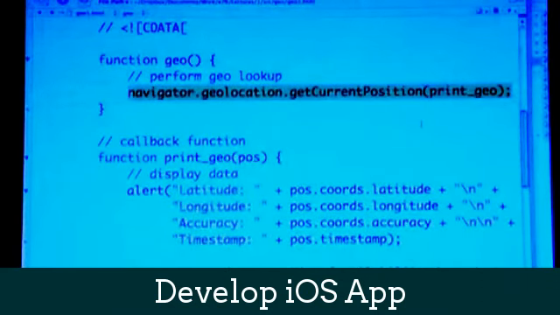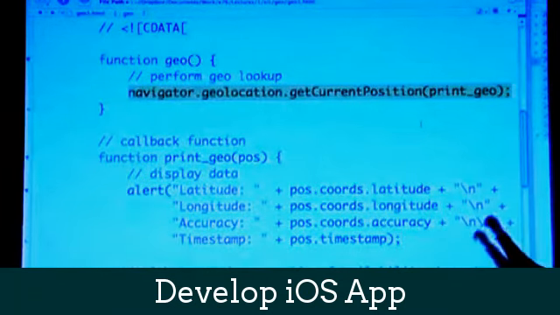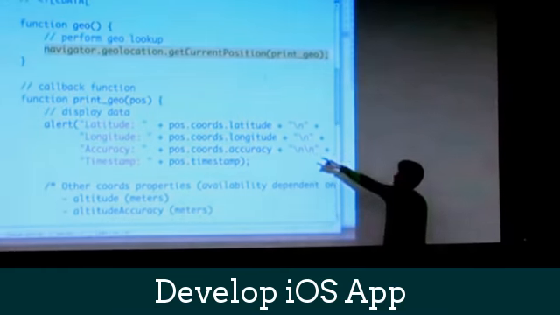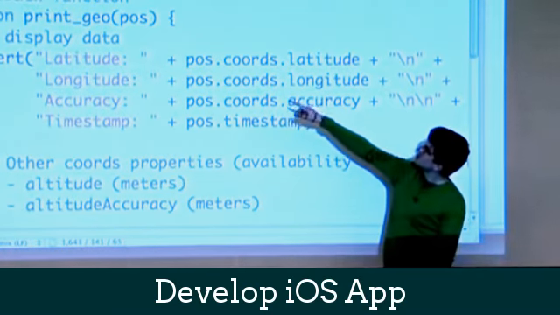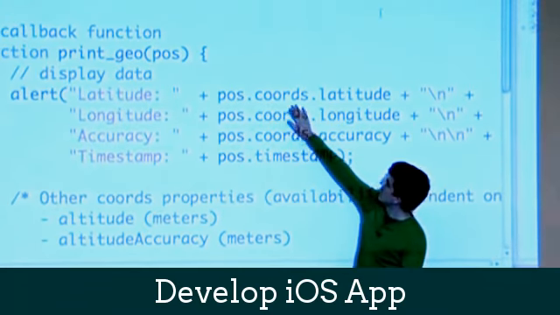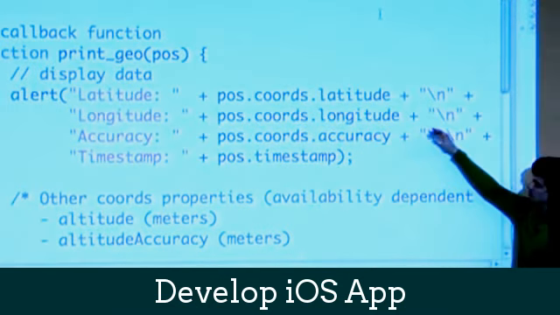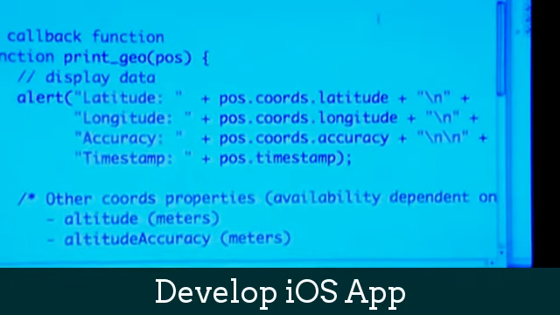That something is the name of a callback function that David had mentioned and described before. When this current position has actually been retrieved, it's going to call this function with the position, and we can do something with that data. In this case, there's a variable called position that has a property called coordinates, which itself has properties called latitude, longitude, and accuracy that tell us each of these things.